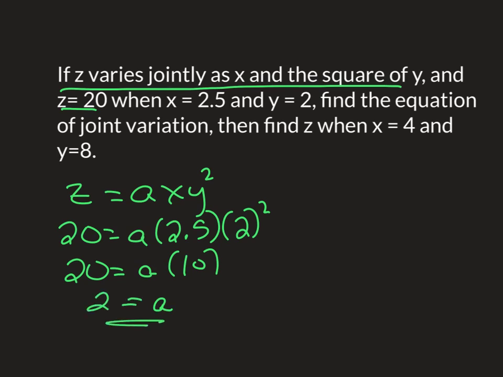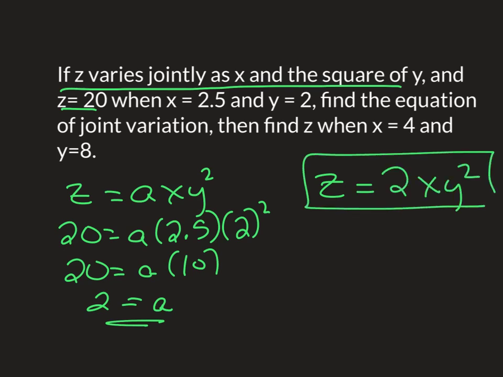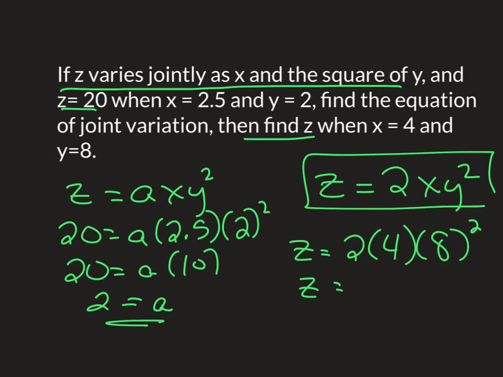So my equation is going to look like this. z equals 2 times x y squared. So there's one of your answers. That's the equation. All right, then it says find z when x is 4 and y is 8. So I'm just going to plug those in. x is 4, y is 8. Remember, y is squared. Just going to punch all that in my calculator. 2 times 4 is 8. Times 8 squared, 64. That's 512. And there's your second answer.